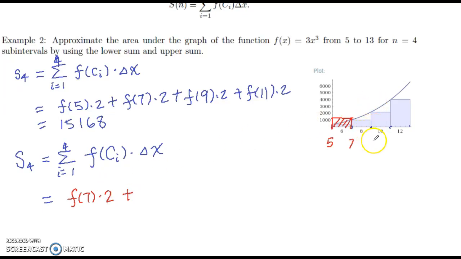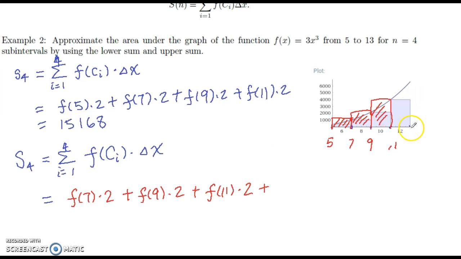The next one from 7 to 9, the tallest value is at 9, so we add up f of 9 times 2. And the next subinterval, 9 to 11, the tallest bar is at 11, so the area is f of 11, the height, times the width. And similarly, from 11 to 13, at 13 we have the maximum value, so the height is f of 13 times 2.